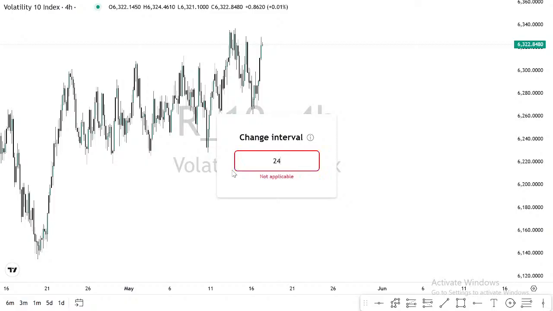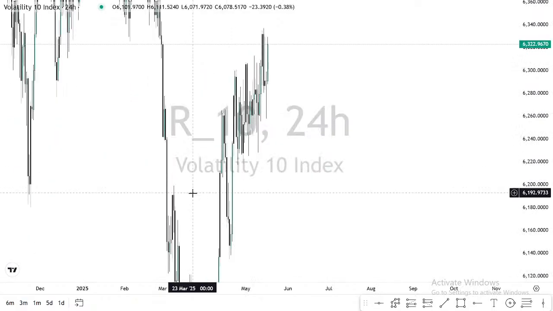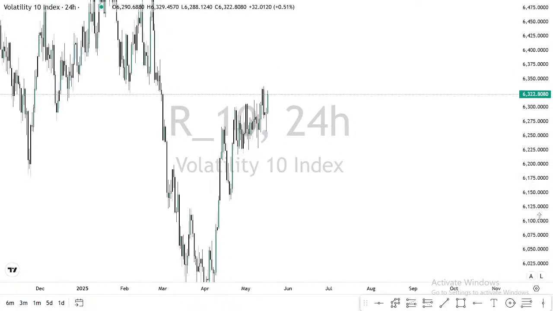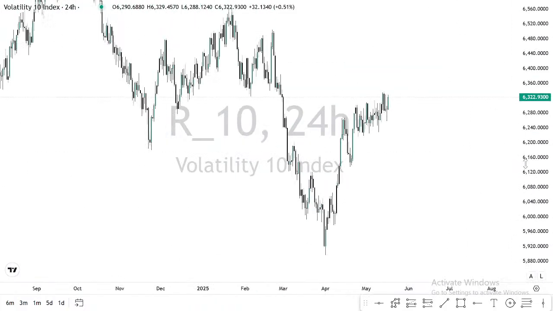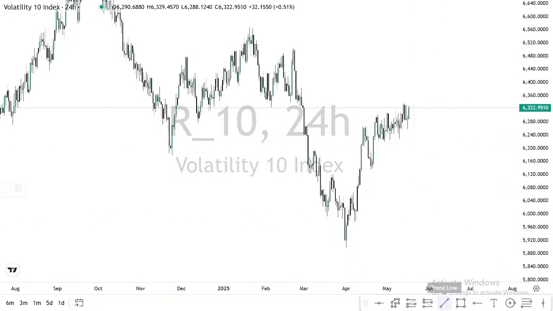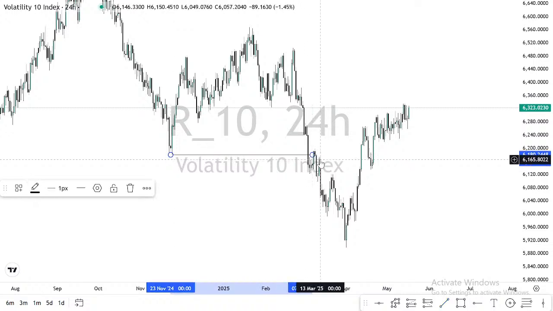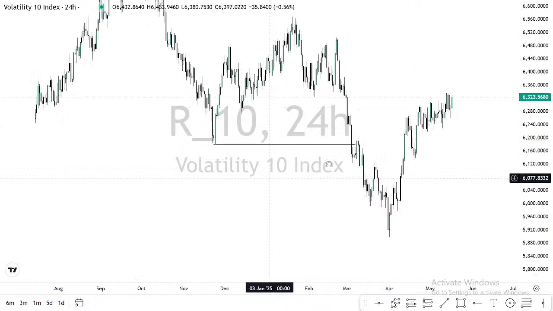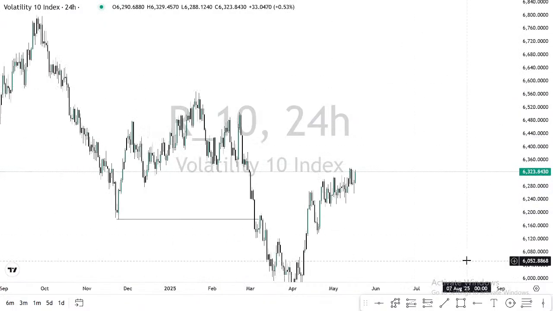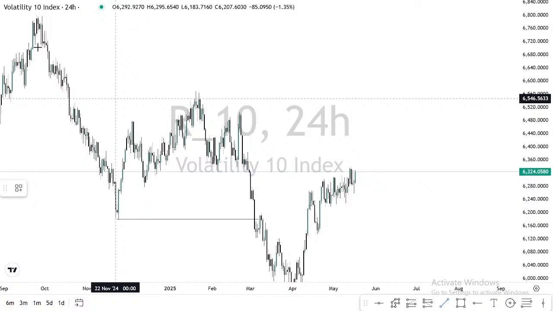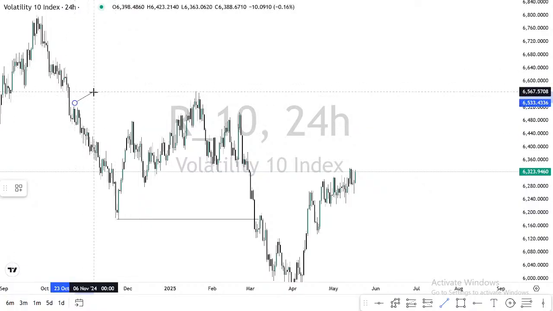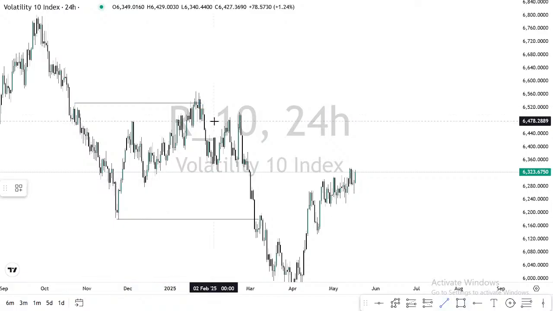So the 24 hours time frame on Volatility 10. Our last break of structure on Volatility 10 is obviously to the downside. This is our last break of structure. So whatever buy movement is happening currently is just the market giving us a retracement or a pullback. This is our last break of structure, and the only place that would confirm to me that we are no longer bearish is when the market comes back and takes this high.